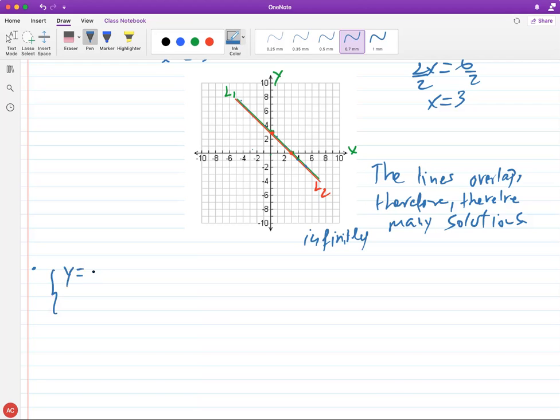Let's do one more here. Again, I'm going to go back to this form here, y = mx + b form.